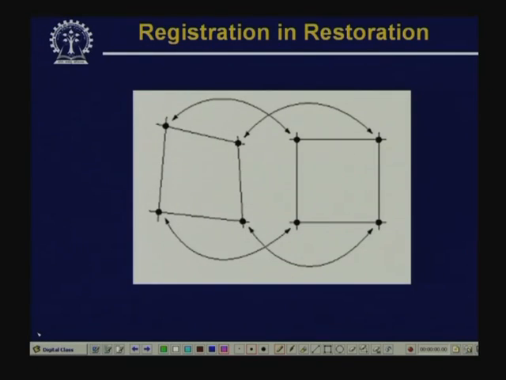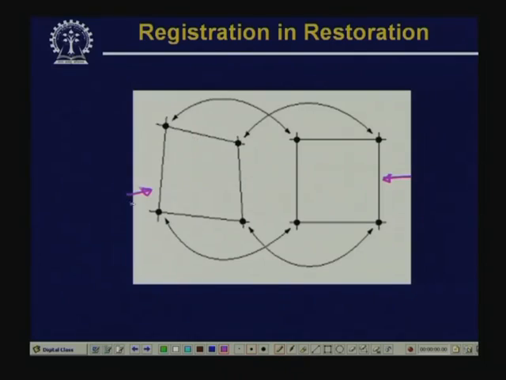So, suppose this is the figure of which we want to take the image, but actually the image comes in this particular form. Then this distortion which is introduced in the image can be corrected by applying this image registration technique. So, for doing this, we have to register different points in the expected image and the different points in the restored image, in the degraded image or the distorted image.